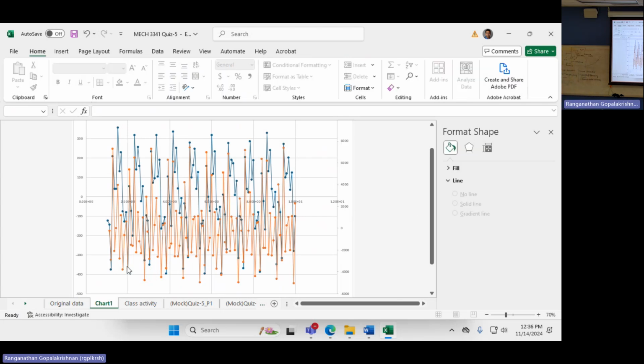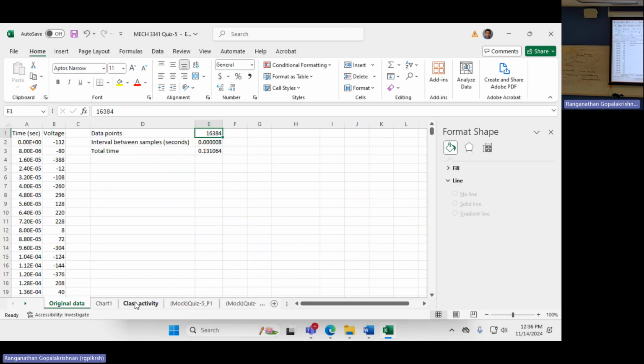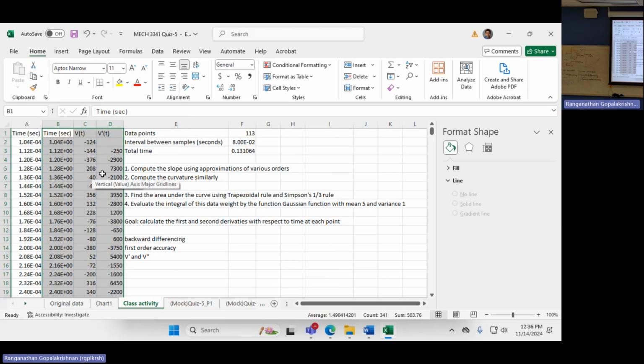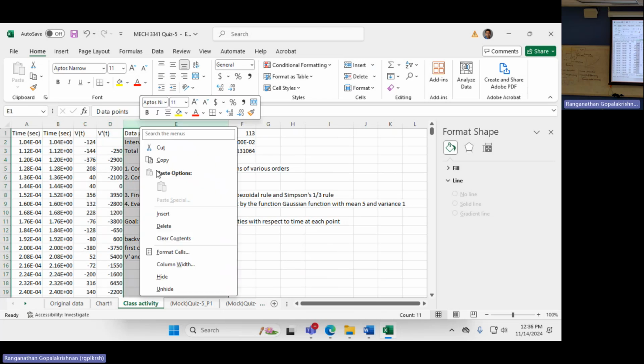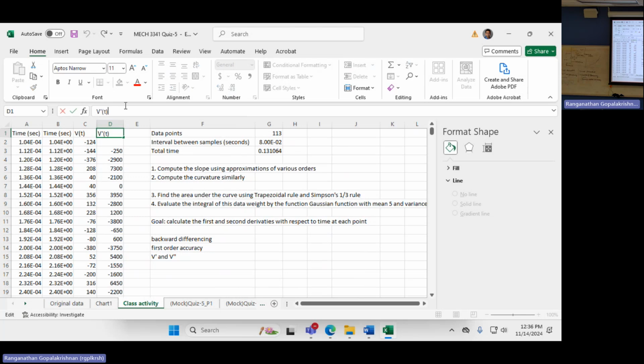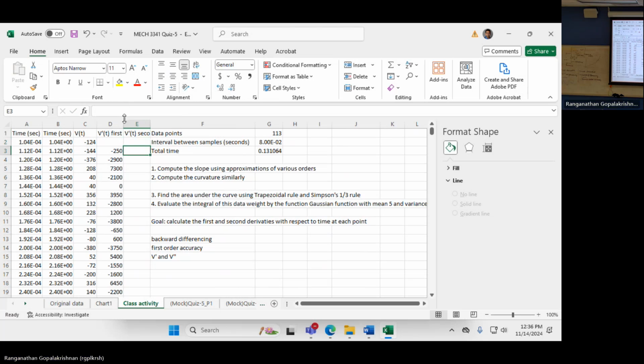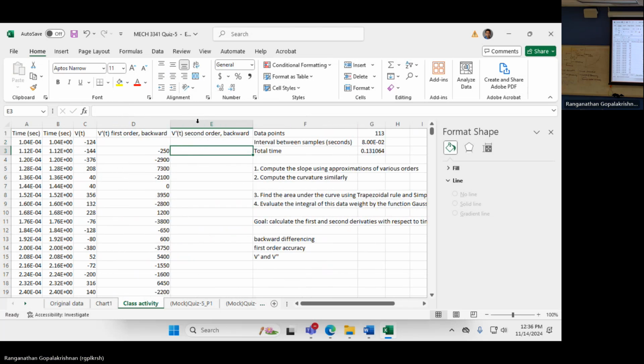Okay. So I have the two quantities, the original function and the slope calculated using the first order accuracy formula. Now let's do the same slope, okay? So this is the slope with first order accuracy and backward differencing. We'll do the same quantity with only one difference: second order accuracy and backward differencing.